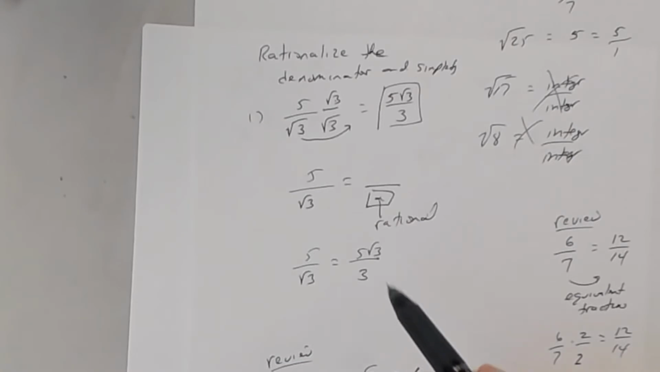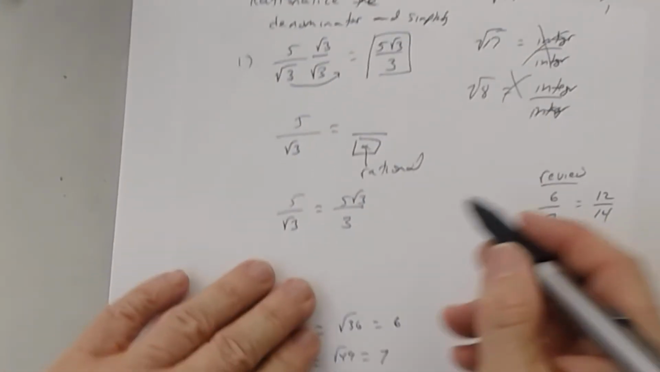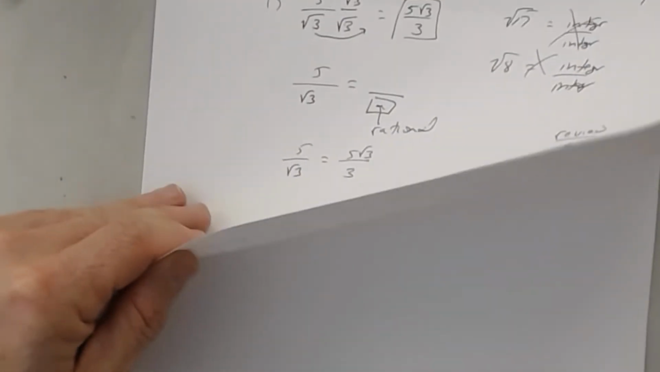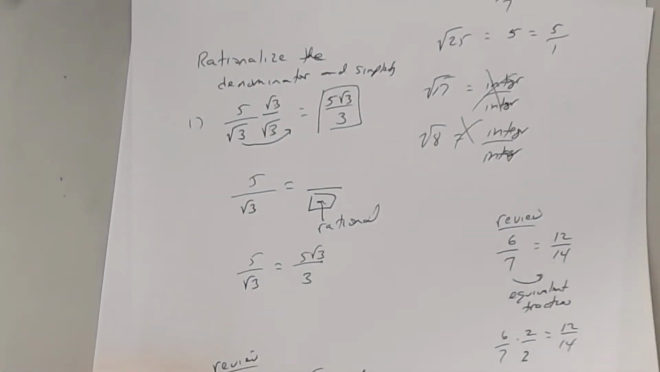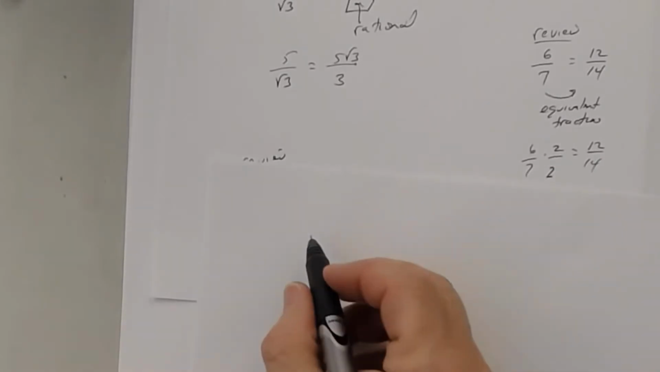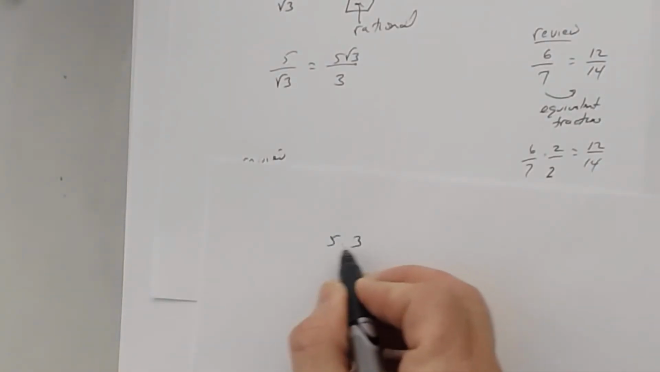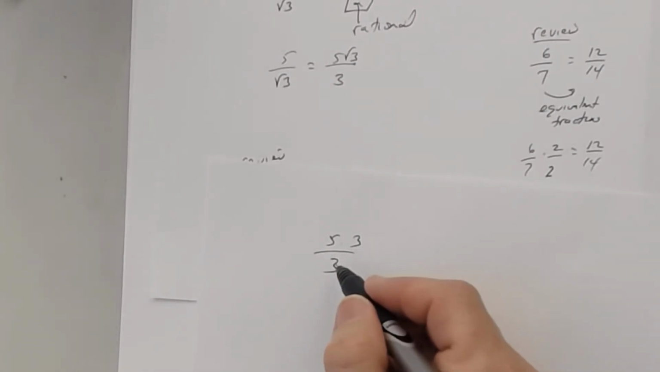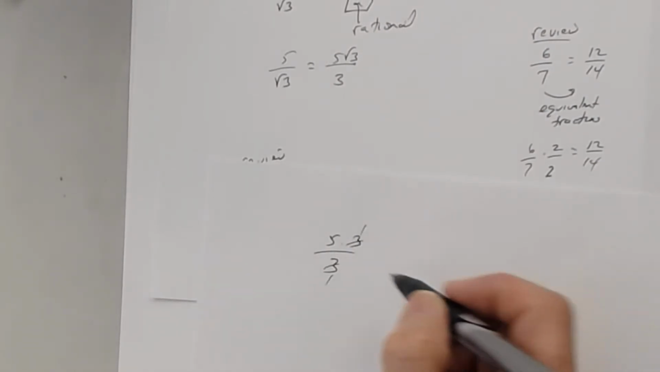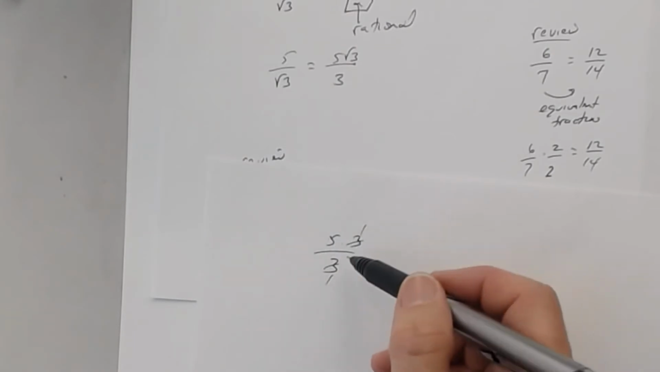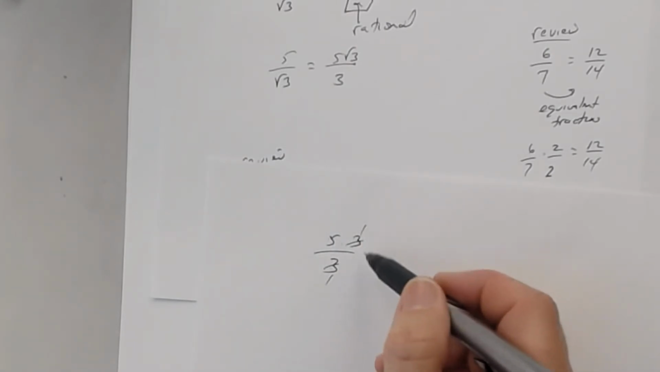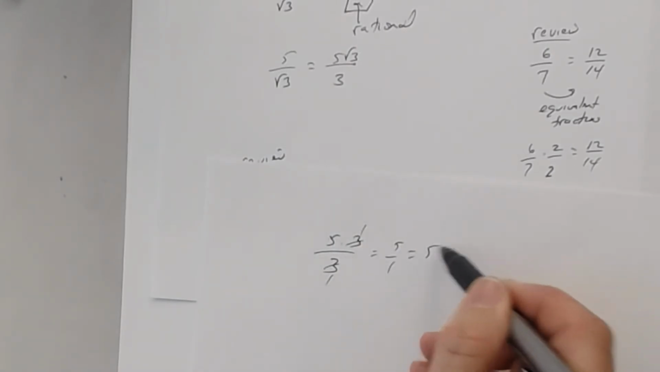Now, don't make the mistake and do this. I'm going to ask you this off to the side. Let me go off to a new page. If I had 5 times 3 divided by 3, could I reduce these 3's? Yes. 3 into 3 is 1, because these are all factors. So I get 5 divided by 1, which is 5, right?